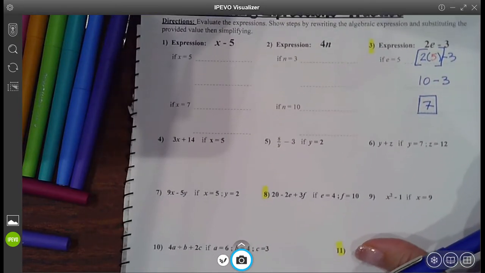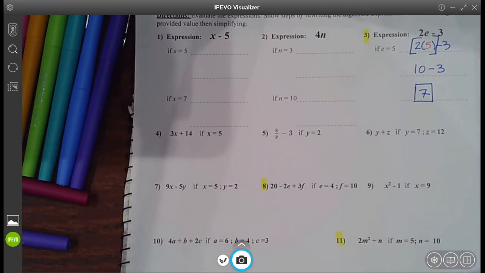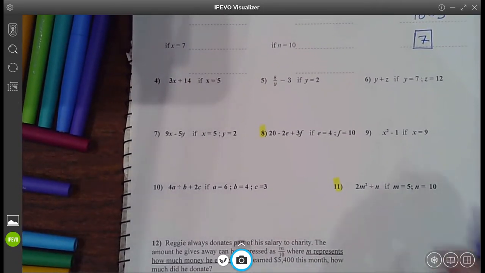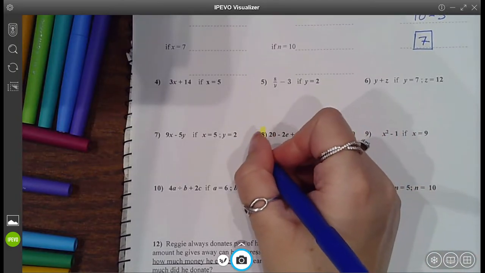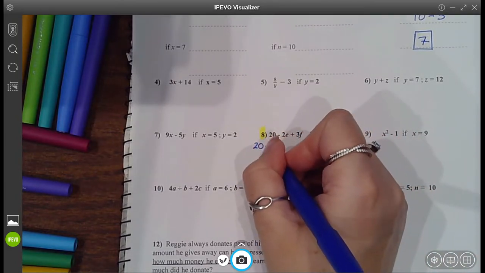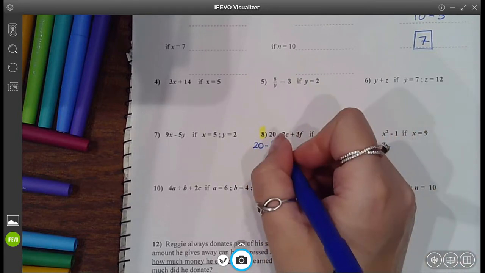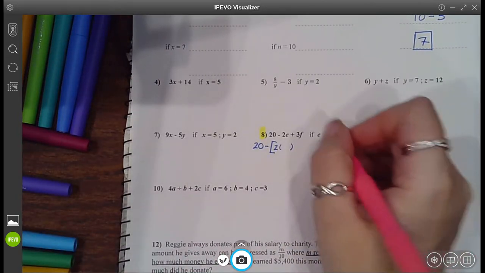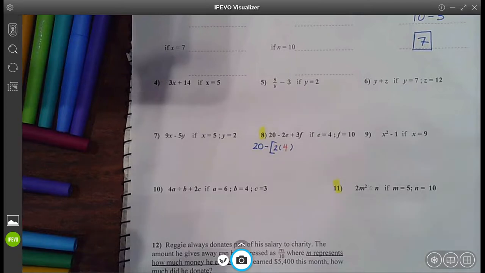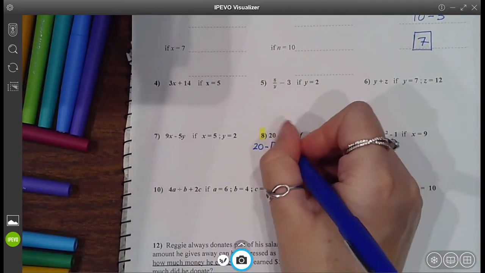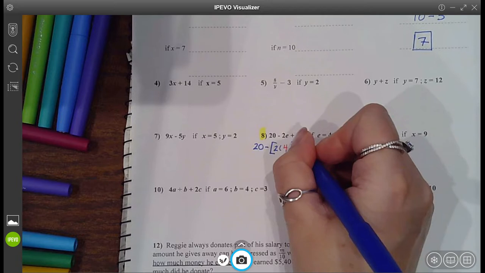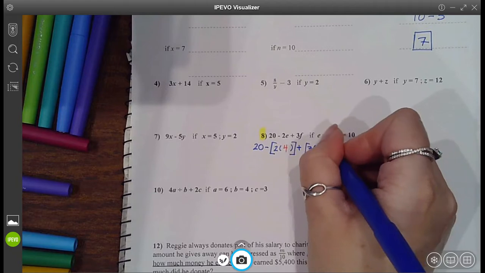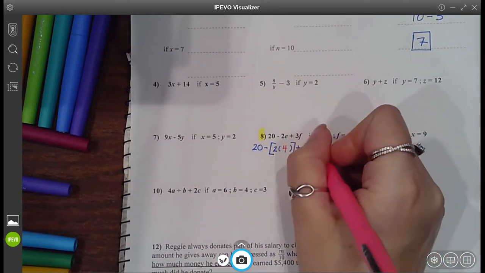If you want to go ahead and try number 8 first, go ahead and pause it, try it, and then unpause it to check yourself. All right. And now that you're back with us, number 8, 20 stays a 20. But minus, I'm going to put that 2e in brackets because it's 2 times whatever e is equal to. And e, I'm going to substitute in a 4. Okay, and that's one whole singular term right there, separated by a plus or minus sign, right? And then plus this term right here of 3 times f. So that's 3 times whatever f is, and f, I'm going to substitute in a 10.